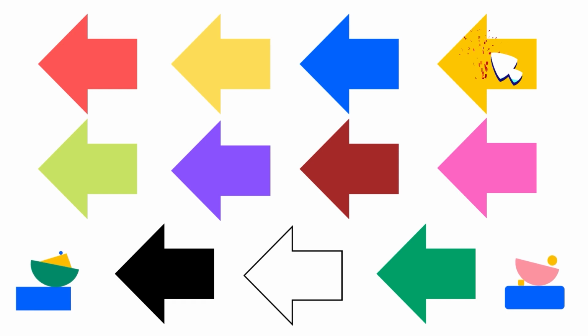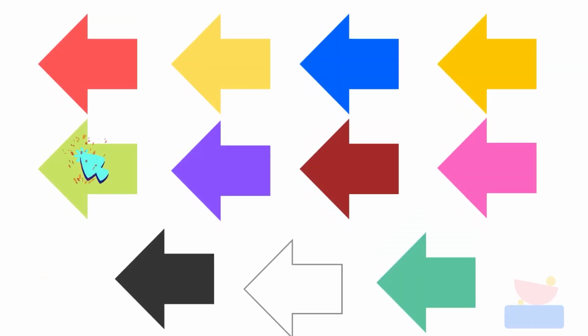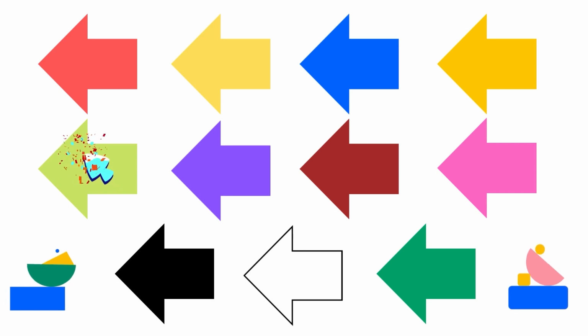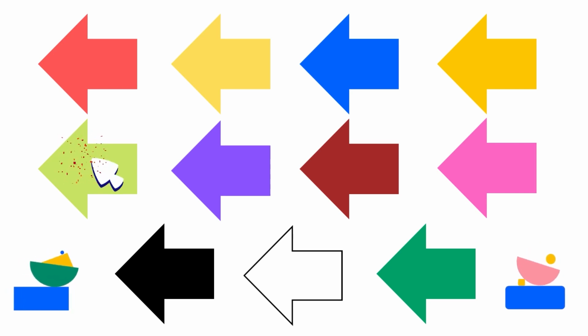Orange color. Orange color. O is for orange color. Lime color. Lime color. L is for lime color.